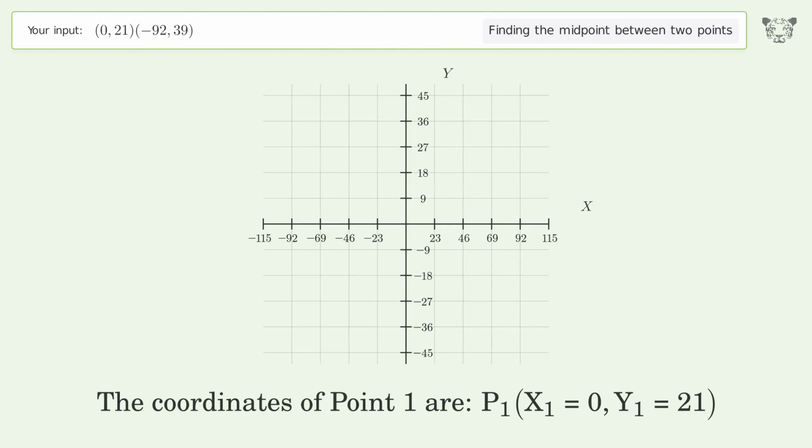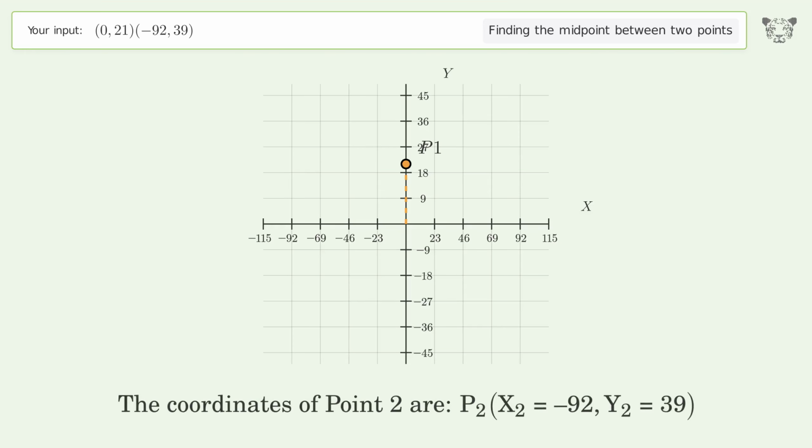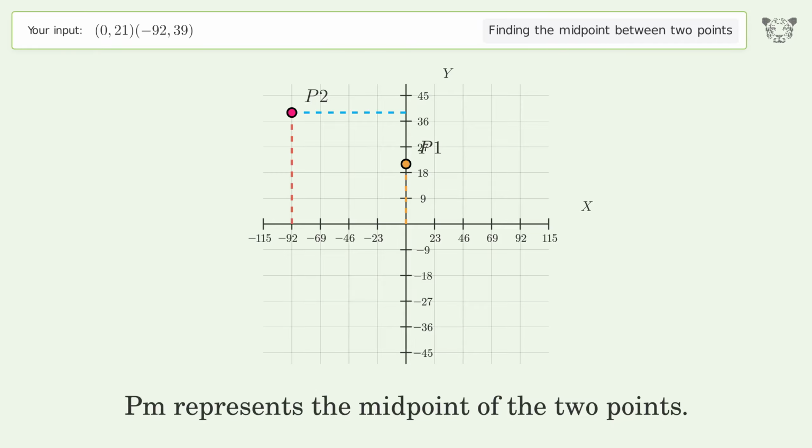The coordinates of point 1 are x1 equals 0, y1 equals 21. The coordinates of point 2 are x2 equals negative 92, y2 equals 39. PM represents the midpoint of the 2 points.